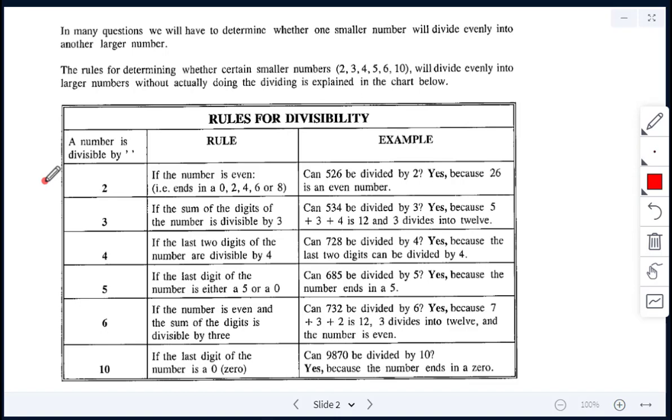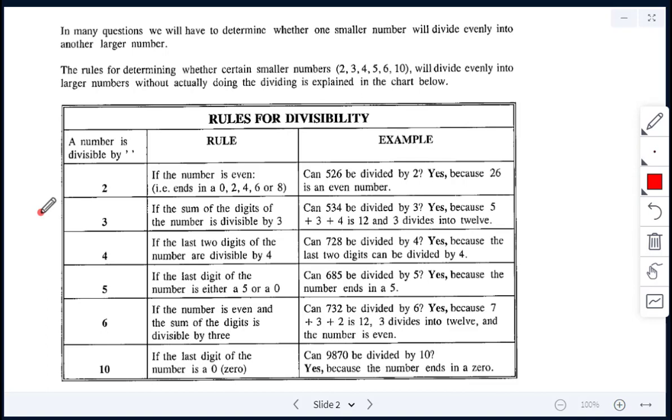they're divisible by. So the first rule is if a number is divisible by 2, you just have to check if the number is even. So if the number ends with 0, 2, 4, 6, or 8, then yes, it will be divisible by 2. So the example here is 526. Is it divisible by 2? Yes, because that last digit there, the 6, is an even number.